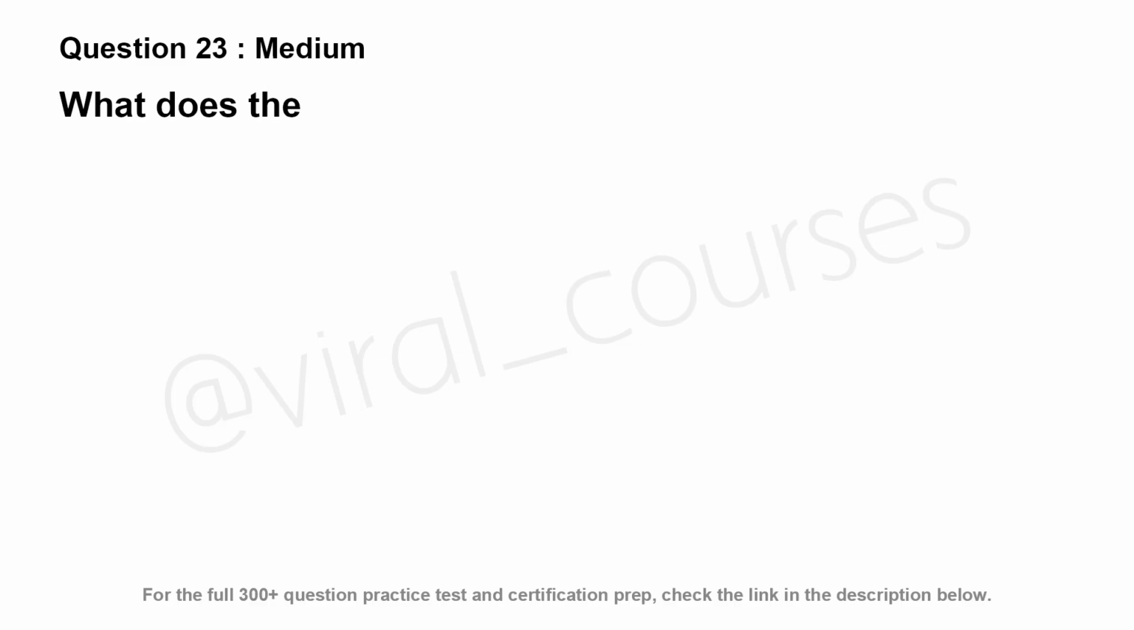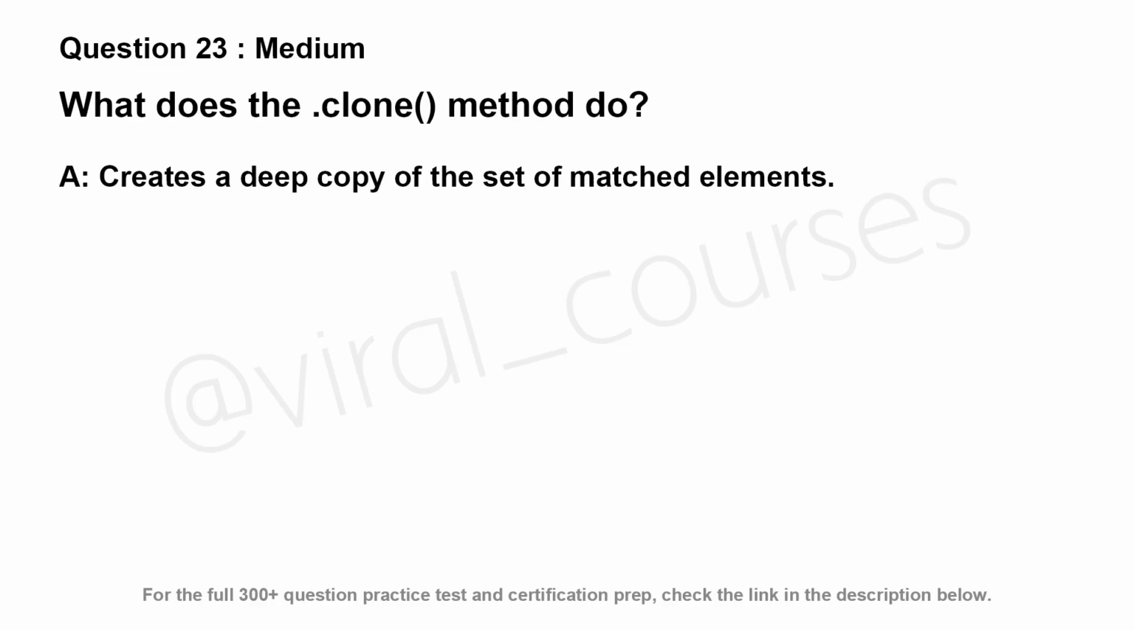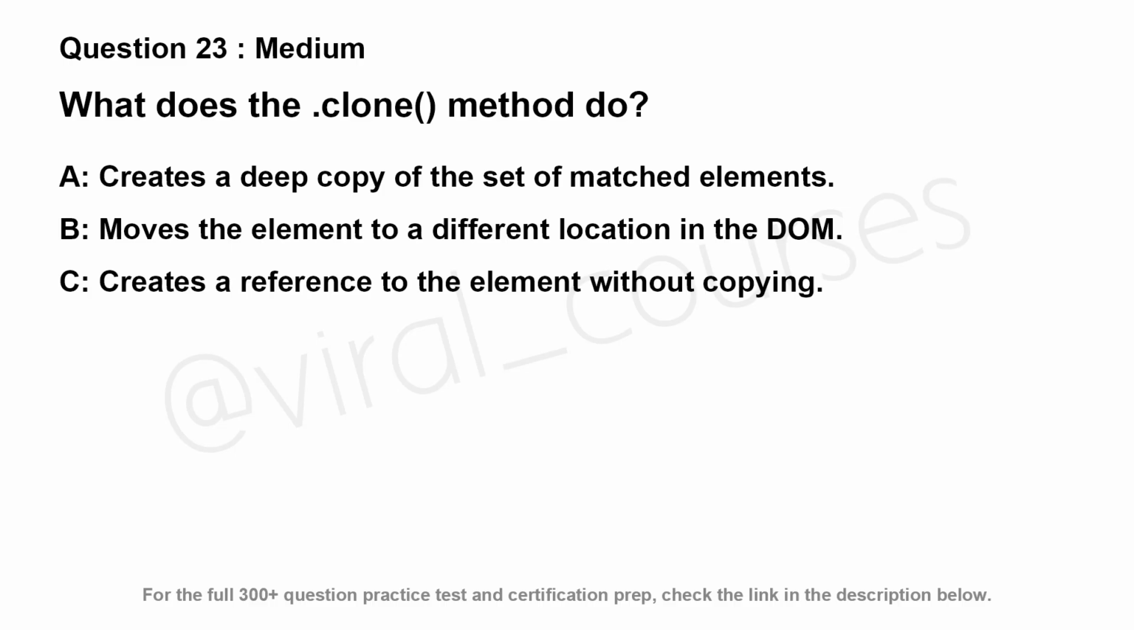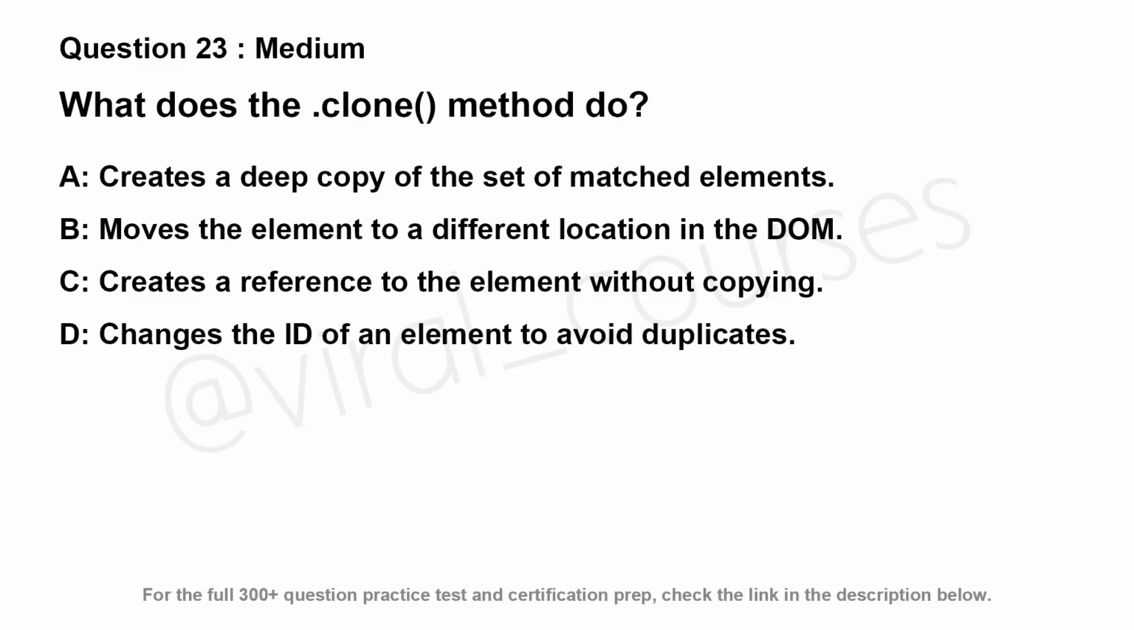What does the clone method do? Option A, creates a deep copy of the set of matched elements. Option B, moves the element to a different location in the DOM. Option C, creates a reference to the element without copying. Option D, changes the ID of an element to avoid duplicates.